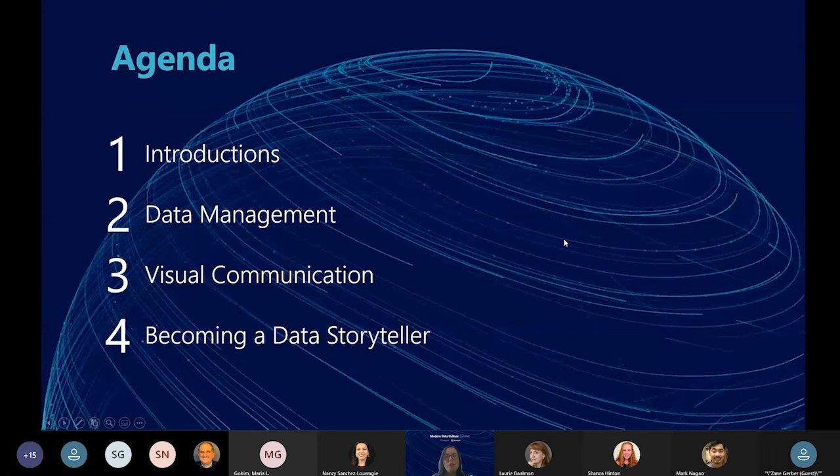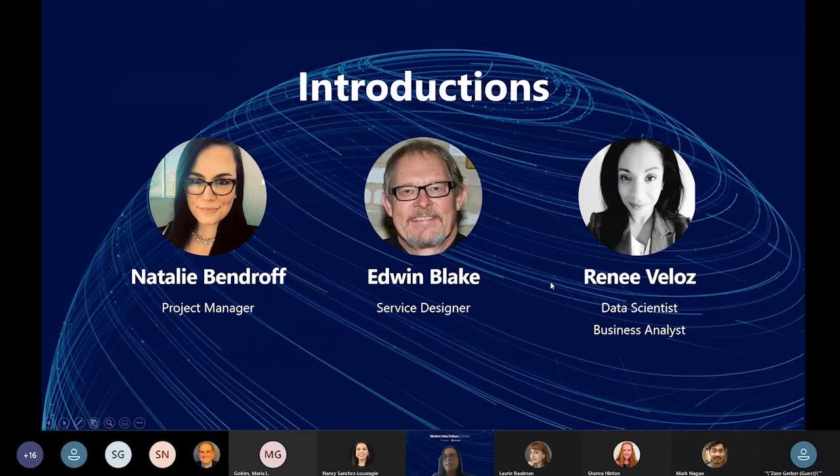So today we're going to talk through, we'll start with introductions. We'll talk through data management and what that means to your business case, and how to present data in the right way to the right audience. We will talk through visual communications and why that's important to be able to tell the right story. And lastly, we will end with becoming a data storyteller and tips and tricks on how to leverage storytelling through a data perspective. So we'll go ahead and get started with intros.